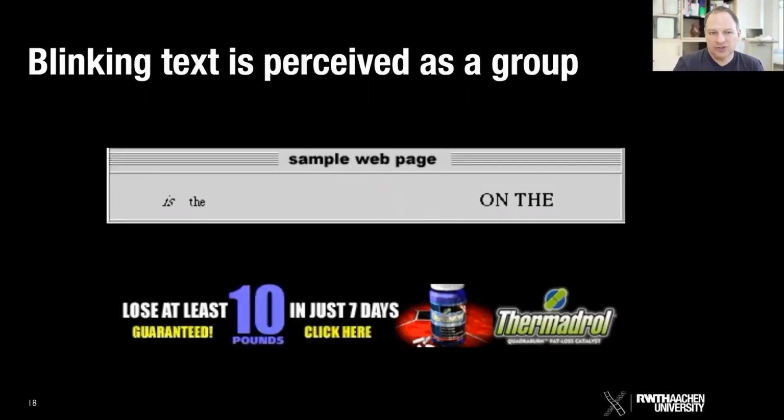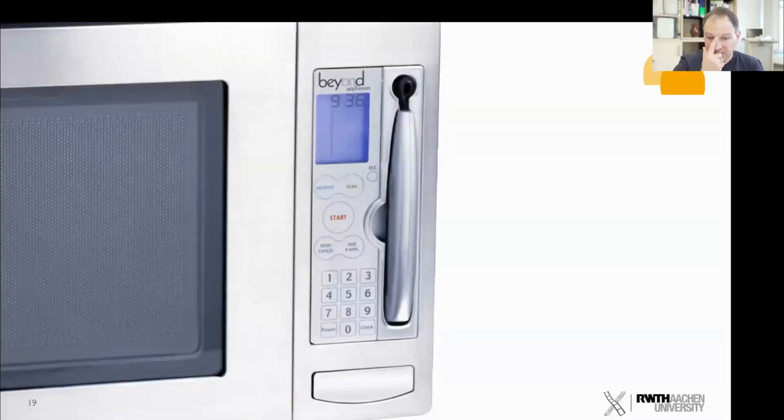All right, let's use these different things in an example.